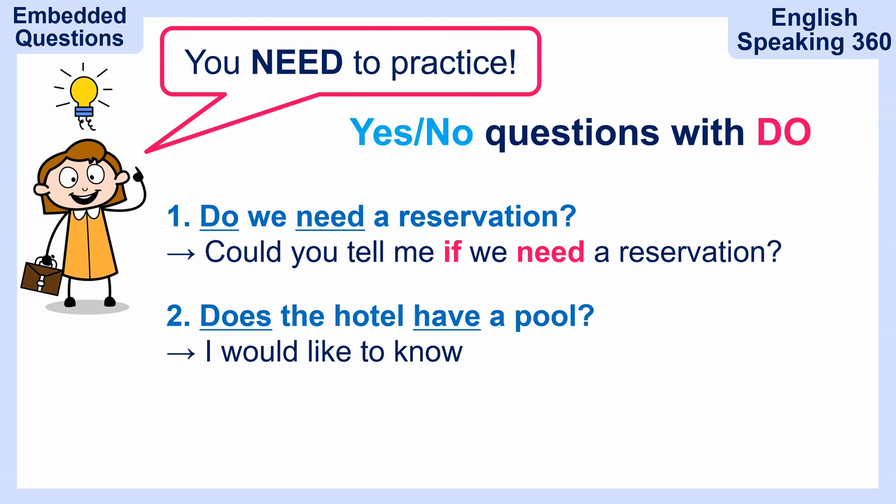I would like to know. Give it a try at home. Make sure you practice. It's very important to practice. If you don't practice, you will never get it right. I would like to know if the hotel has a pool. Here you can see the auxiliary was does. Does have becomes has after you have fixed the verb.